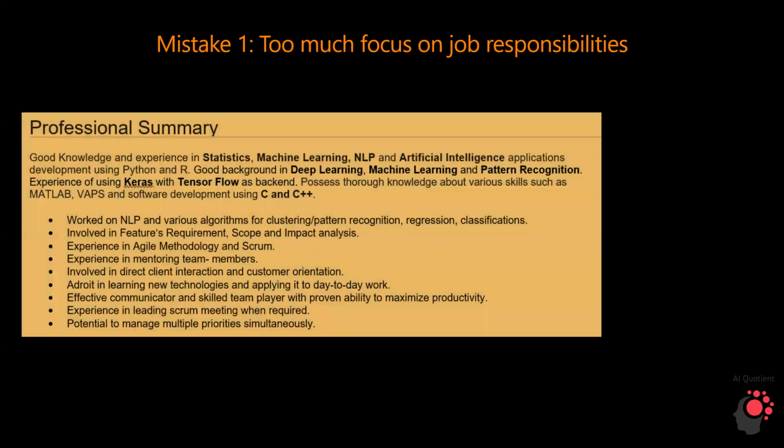So what do you mean by that? Take an example. Look at this particular snapshot. Right? If this is the professional summary of a person who is applying for a data scientist job, look at the first paragraph. Good knowledge and experience in statistics, machine learning, NLP, artificial intelligence applications, development using Python, a good background in deep learning, machine learning, pattern recognition. Great.